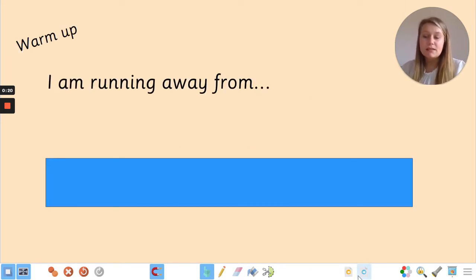So you can see the start of a sentence here. It says, I am running away from ... Okay, so this is the start of a sentence, and the start of this sentence is written in the present progressive form, I am running. Okay, so what I would like for you to do is change this sentence into the past progressive form, and I'd like you to add something on the end. Okay, so what are you running away from?